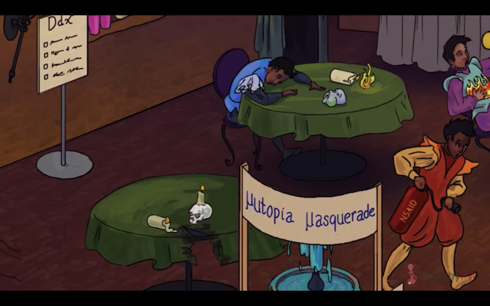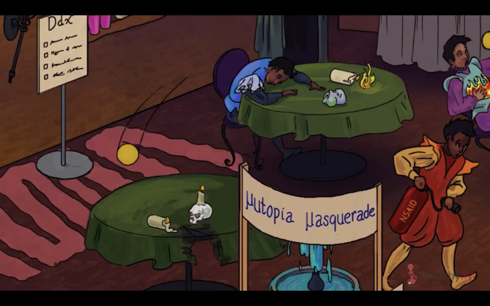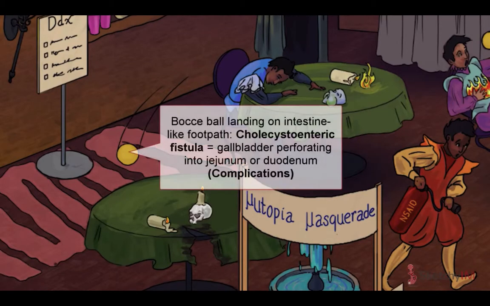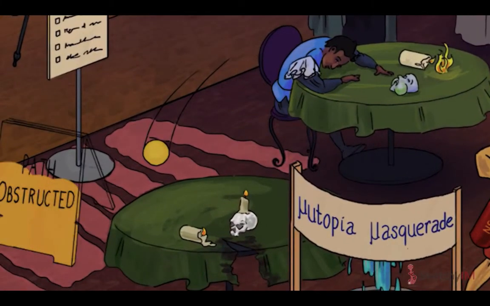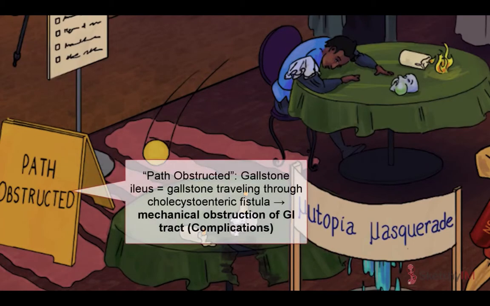Local inflammation and perforation of the gallbladder wall can lead to fistulization with surrounding tissues. And what organ is close to the gallbladder and has a lumen perfect for fistulizing with? The duodenum, of course. While cholecystoenteric fistula formation is usually the consequence of long standing, slowly developing pressure necrosis secondary to gallstone disease, it can sometimes develop following acute cholecystitis. And a path obstructed sign on that small intestine looking mat can only mean one thing: small bowel obstruction.